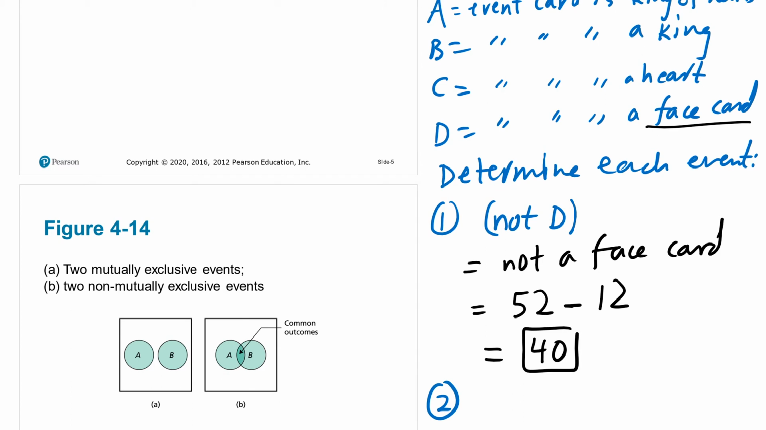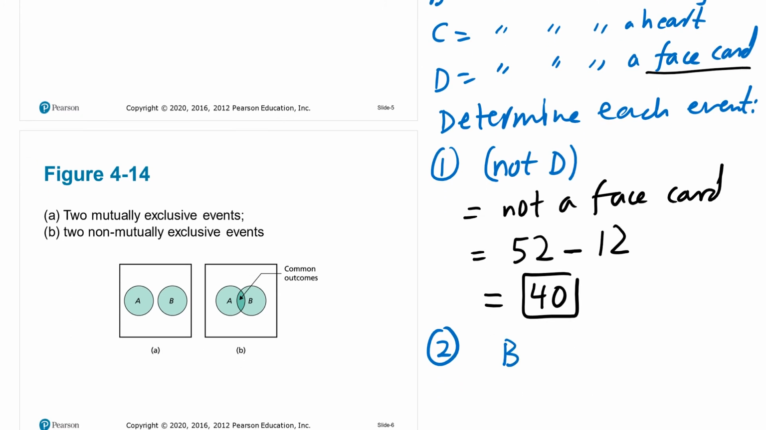If so, what about B and C? How many in B and C? What do they share in common? How many cards are being shared between B and C? What is this event? It is the event that both B and C occur.